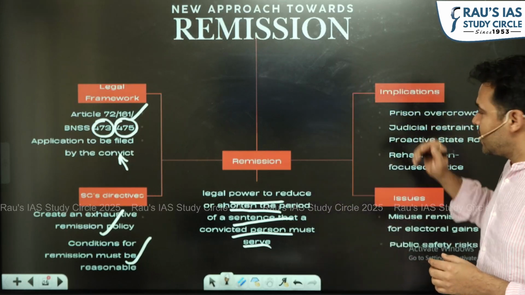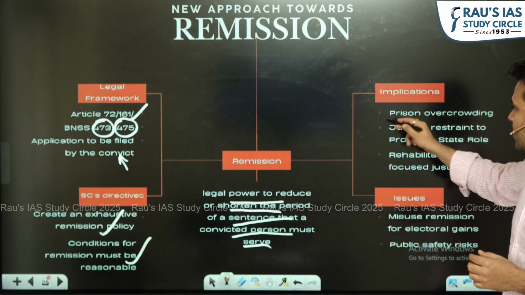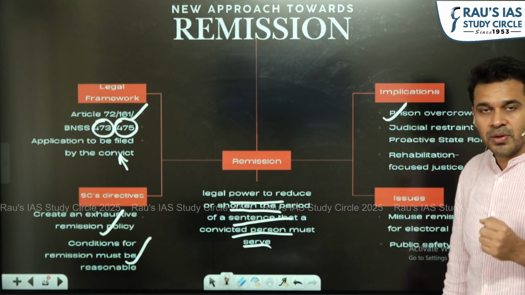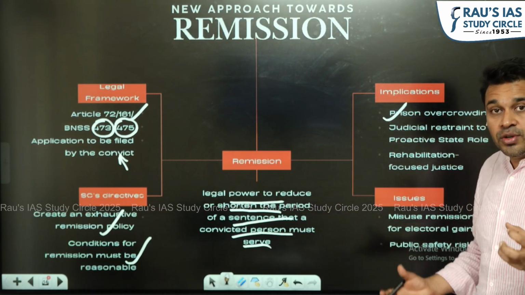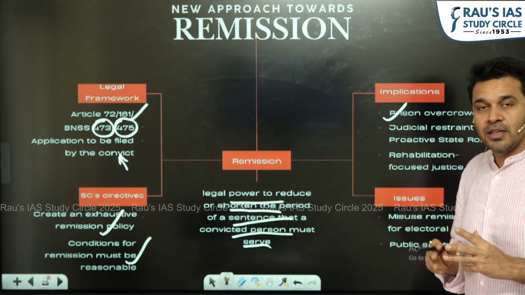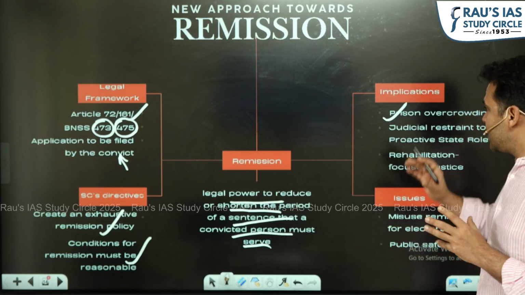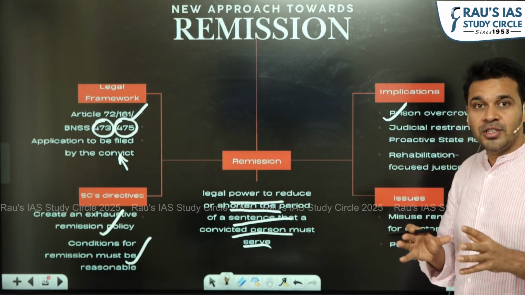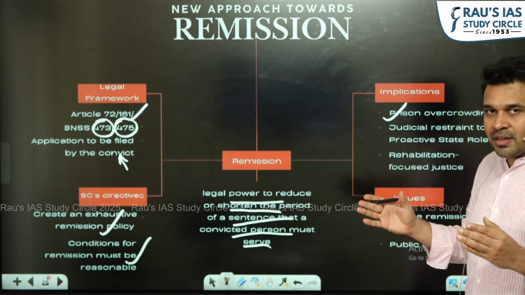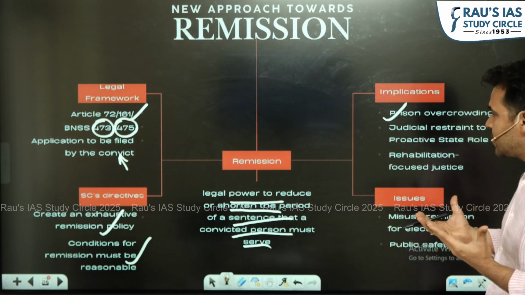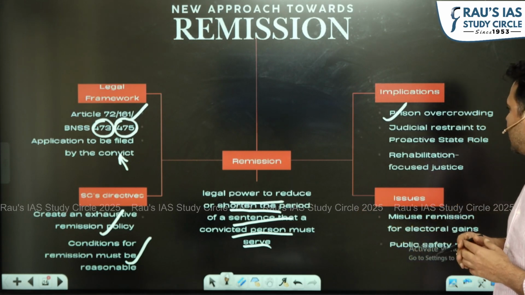Why is it important? Its implication is that we have heard many times that the prisons are overcrowded. So we need to depopulate the prisons so that the minimal human rights of the prisoners can be protected. And so if all the states come up with automatic remission policy, people can get out of the jail earlier, and that's what is going to create good living conditions within the prisons.